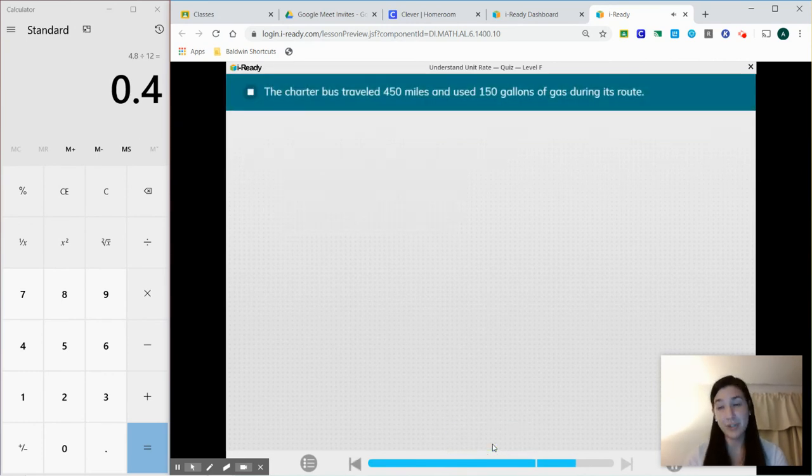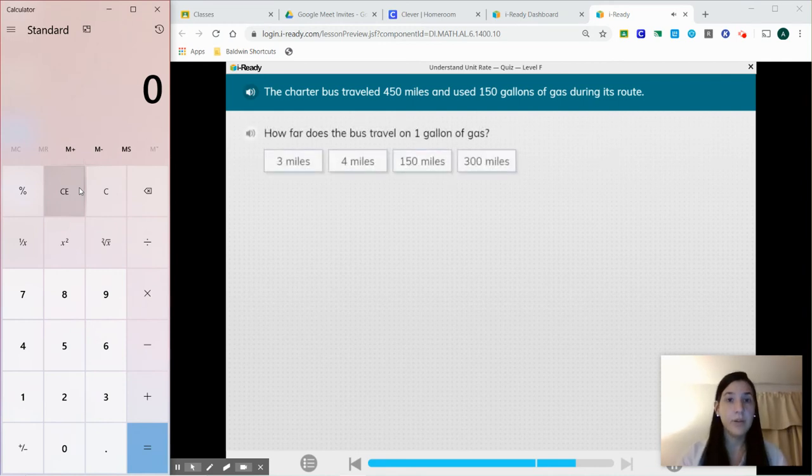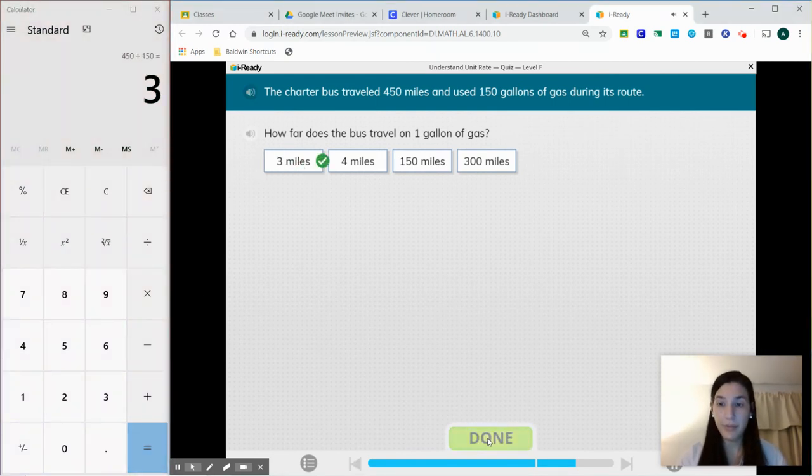The charter bus traveled 450 miles and used 150 gallons of gas during its route. Okay, divide. How far does the bus travel on 1 gallon of gas? 450 divided by 150. Mental math, you could do 45 divided by 15, which will give you 3. Nice job.